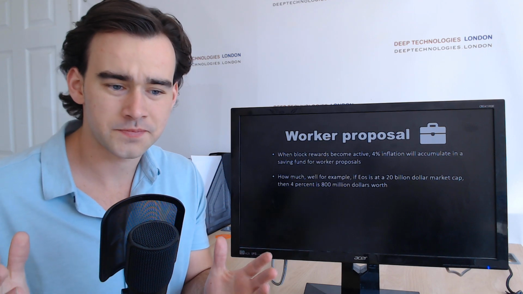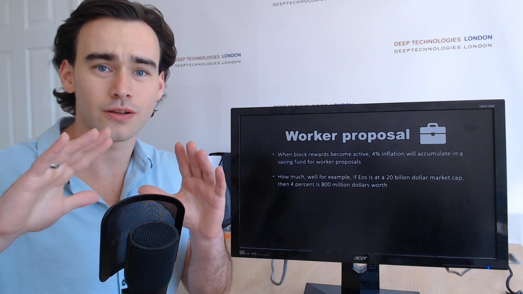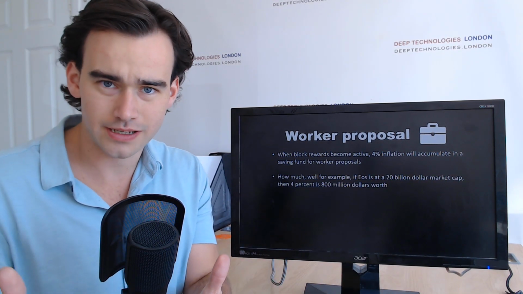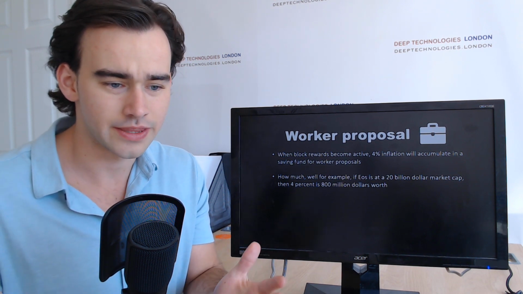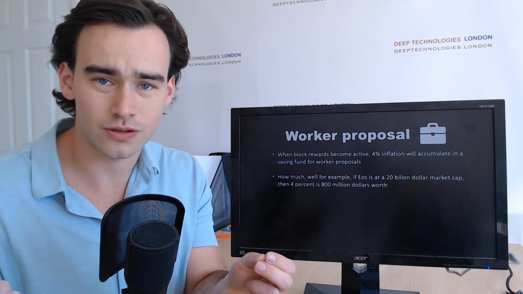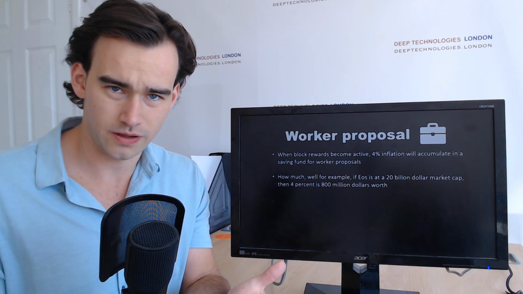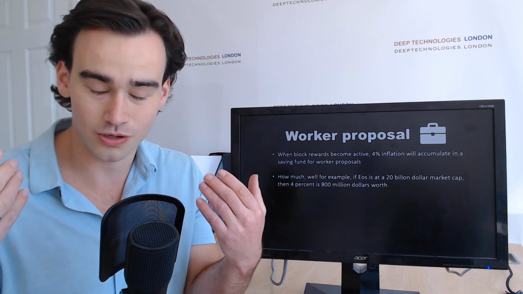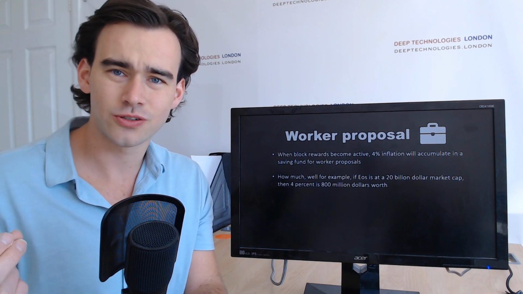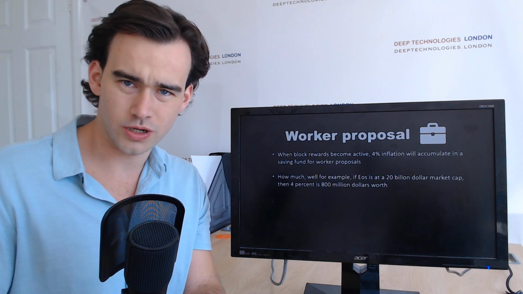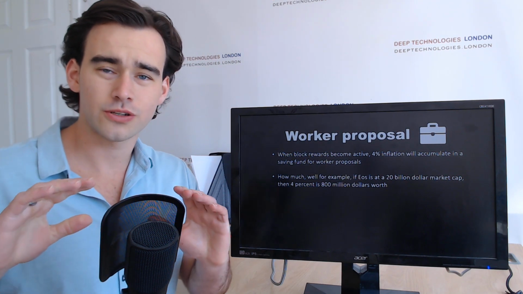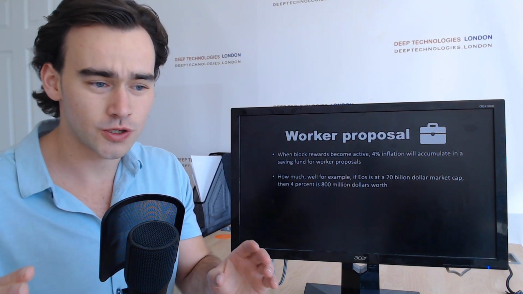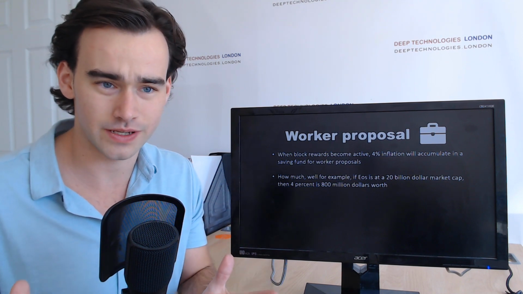How much? Well, the amount of capital the worker proposals will be allocated, we could take an example. If EOS is at a $20 billion market cap, then 4% of $20 billion is $800 million worth. Assuming a constant market cap of $20 billion, that's $800 million worth a year of worker proposal capital, which is an immense amount of money, all for worker proposals, and could create unbelievable benefits.